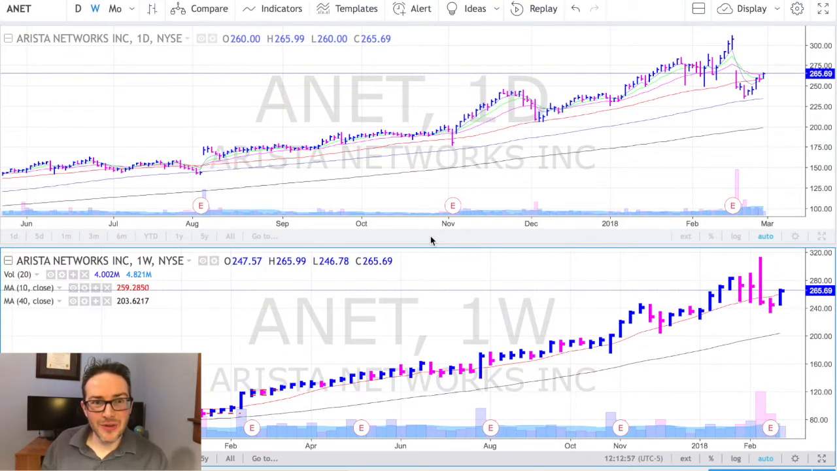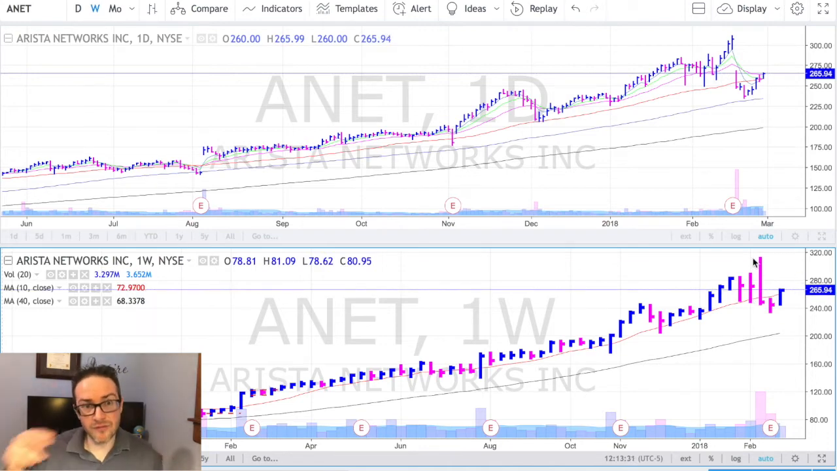Now, the last stock that we're going to look at is Arista Networks, ticker symbol ANET. The first thing that jumps out at me is, of course, this high volume outside reversal week. What an outside reversal week means is that the price action completely engulfs that of the prior week, right? So the high and the low completely engulf that of the prior week, that's the outside part, and it's a reversal onto its lows, right?